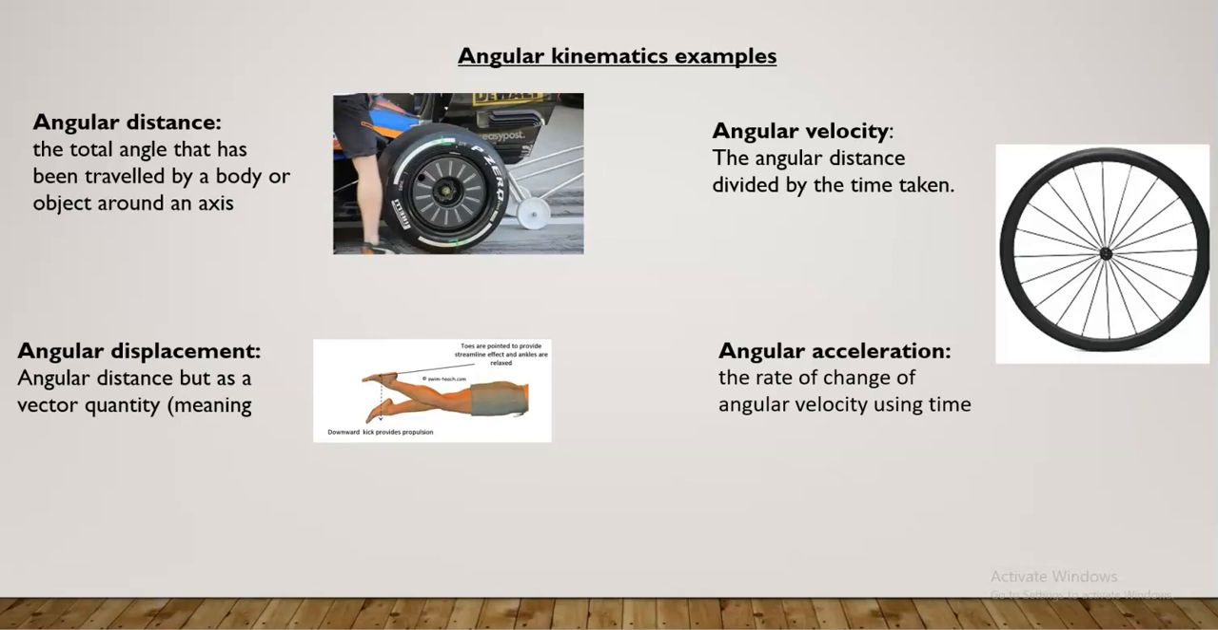Alongside angular velocity, there is also angular acceleration. This is the rate of change of angular velocity using time. Using the example of a bike, if the wheel spun at an average angular velocity of 0 radians per second in the initial phase and ended up at 3 radians per second, the angular acceleration can be found by finding the difference between them, which is 3, and then dividing that by the time, which is 10 seconds, making it 0.3 radians per second squared.